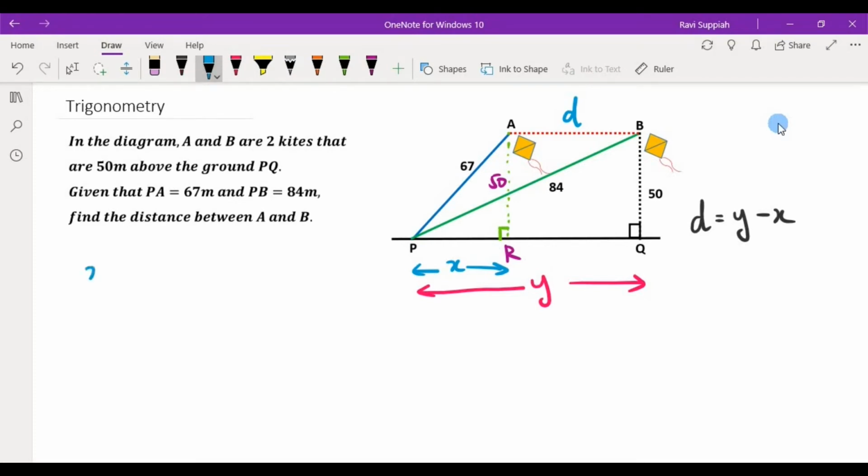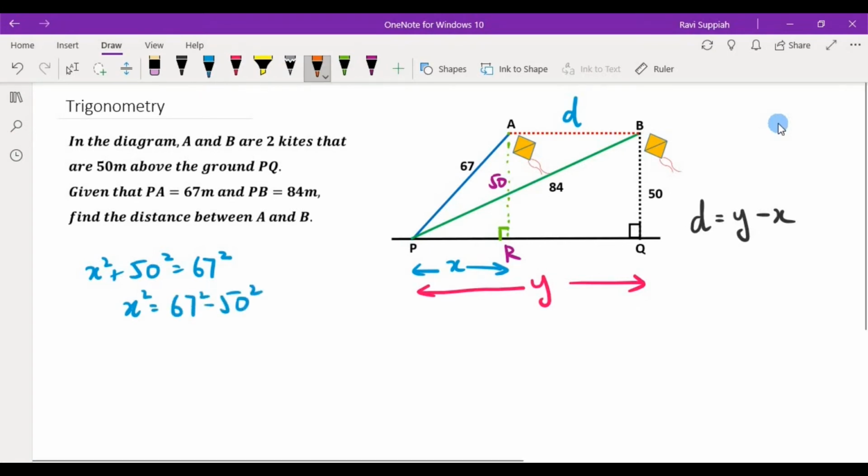So we can say that x square plus 50 square is equals to 67 square. So x square is equals to 67 square minus 50 square. x square is 1989. So x is 44.598.